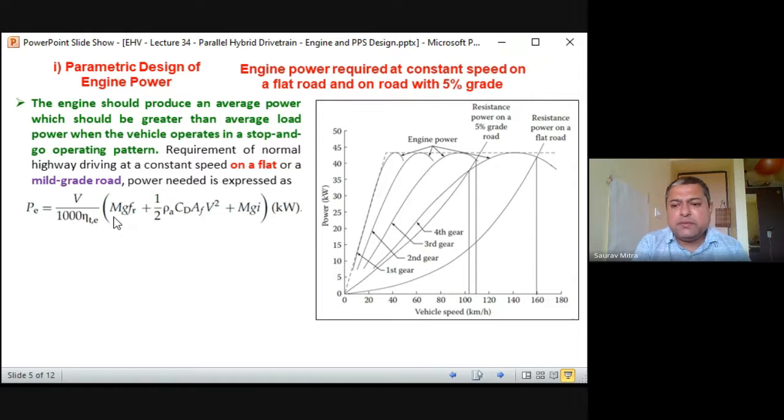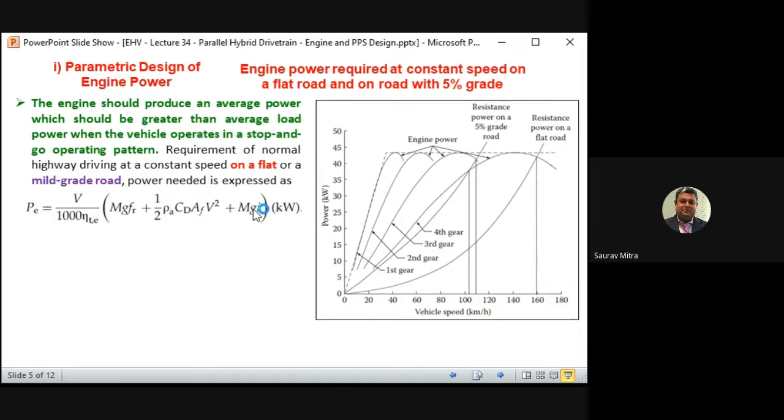M is the mass, which we have seen is around 1500 kg. G is 9.8. Fr is 0.01 here. Then rho, A, CD, AF, all these values make up the aerodynamic drag part, and MGI is the inclination. I is equal to H by L, where H is the height and L is the base. In that case, the inclination is adjusted in this I factor.